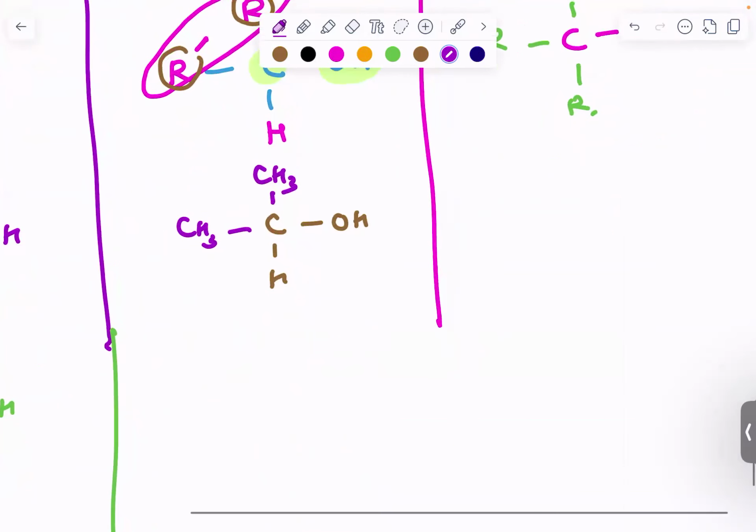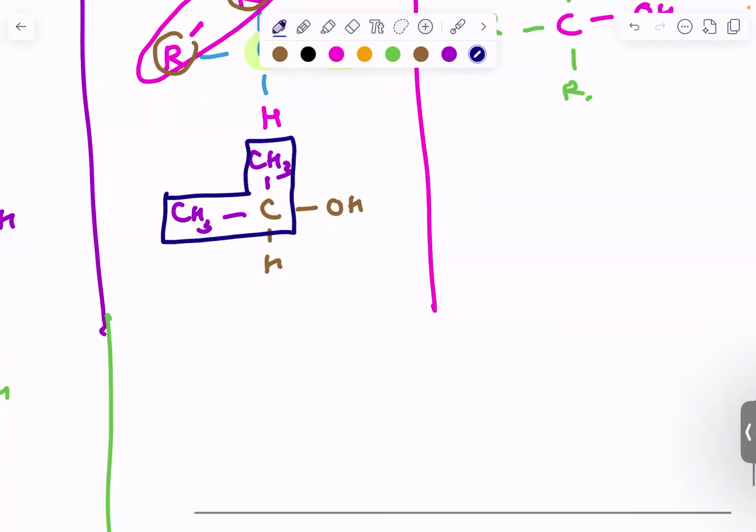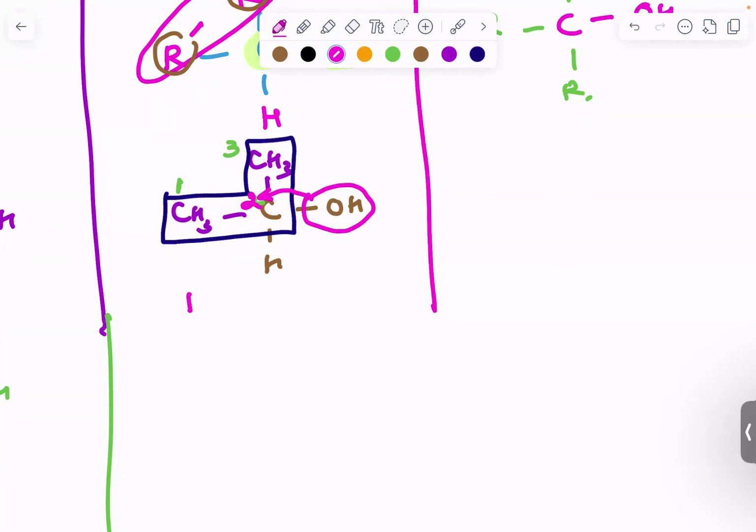Now, as you know, we need to take the longest chain, so this would be the longest chain, right? Now, let me number it: one, two, and three. As the main chain is made up of three carbon atoms and the OH group is on the second carbon atom, three means prop, right? So it would be propan-2-ol.